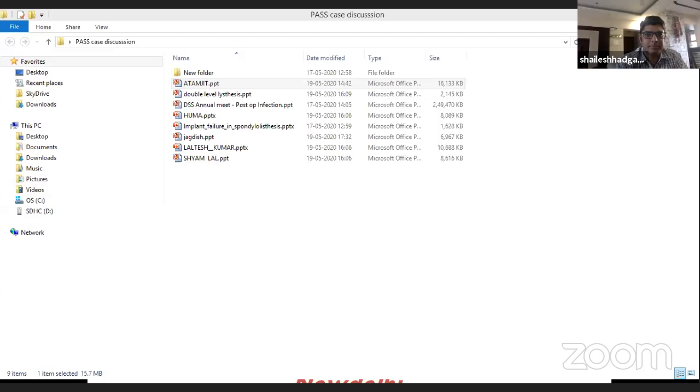So that's the case. It's one of the, you can say, googly. Basically, a 70-year-old lady presented with low back pain radiating to the left lower leg. It's not opened up yet, Guru.